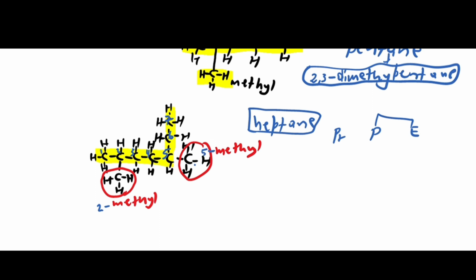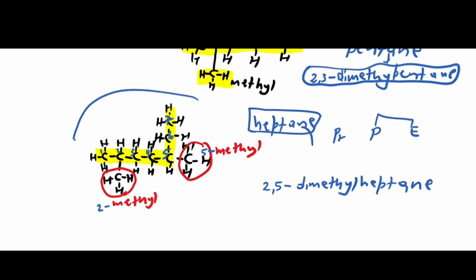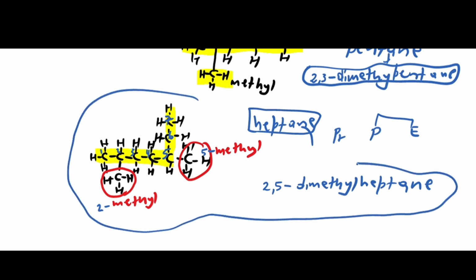Right, then we are done. But here we have 2 methyl, which means this is combining, meaning that we are going to say 2,5-dimethyl. Then you take the parent, heptane. So this compound now is answered. That is the Iupac name of this compound. Alright, this is the Iupac name of this compound.